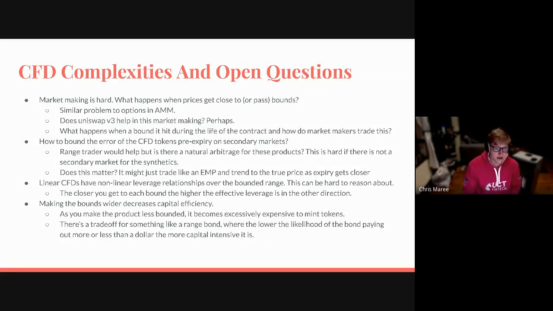Another thing is that these linear CFDs have non-linear leverage relationships over the bounded range. As you move closer to one side or the other, there's an implicit leverage that you're taking on, and this is quite difficult to reason about. It becomes complicated for people that might want to buy the token. If it's anywhere not near the middle, it's not immediately obvious what kind of risk exposure you're taking on. Also, the capital efficiency changes as a function of how wide the ranges are. The narrower the range, the higher the implicit leverage, because it costs you less capital to create the position, but it also makes the product more difficult to interact with because it has a higher likelihood of hitting the ranges. So these are some of the open questions and things we have yet to figure out with the CFD. There are many others, but these were just some that I wanted to mention.